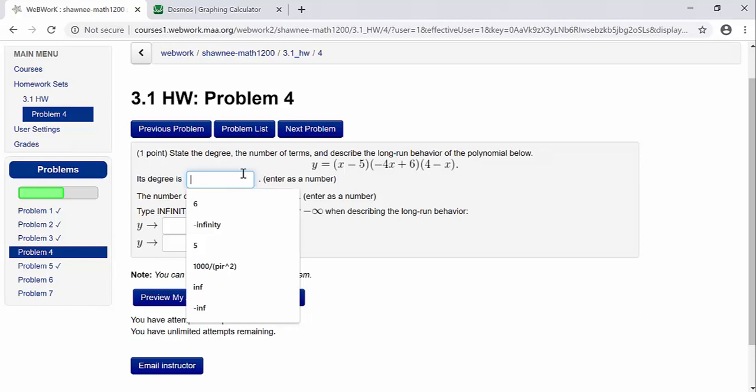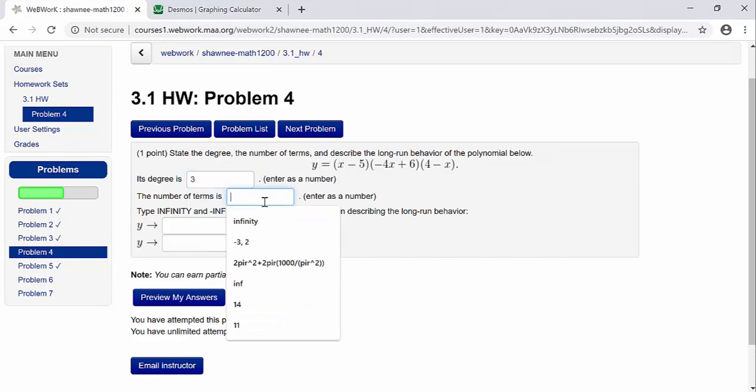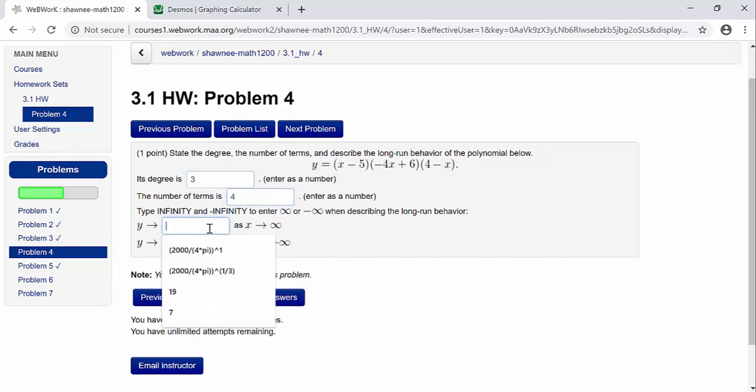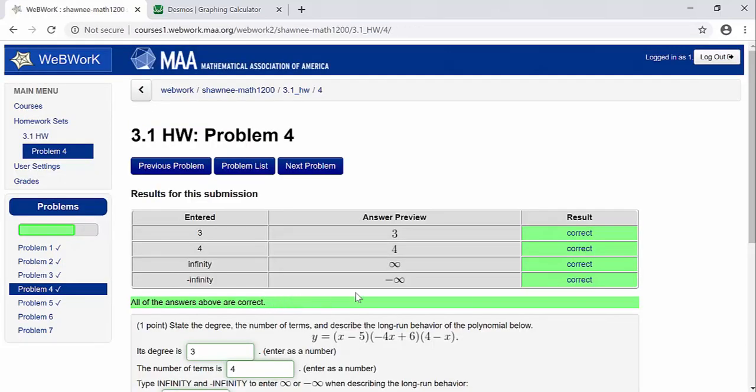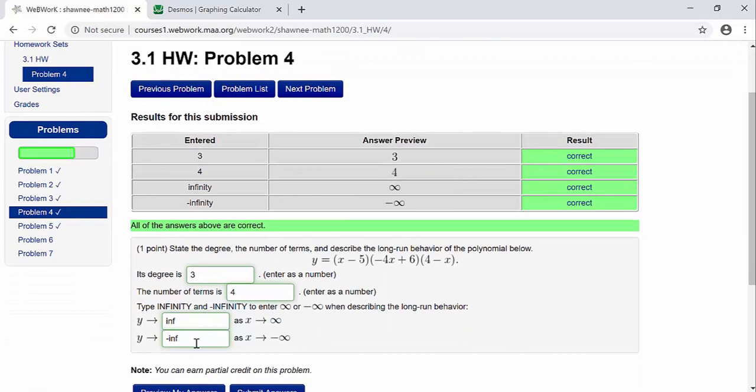So we saw that the leading term was 4x cubed. This gives us a degree of 3. When we multiply out, we had 4 terms, and we saw that the function goes up to the right, so we say y goes to infinity as x goes to infinity. That means way out to the right, the graph is going up. And as x goes way out to the left, so minus infinity, the graph is going down to negative infinity. In this case, we can just type in inf or minus inf for our answers. Let's go on to number 5 now.